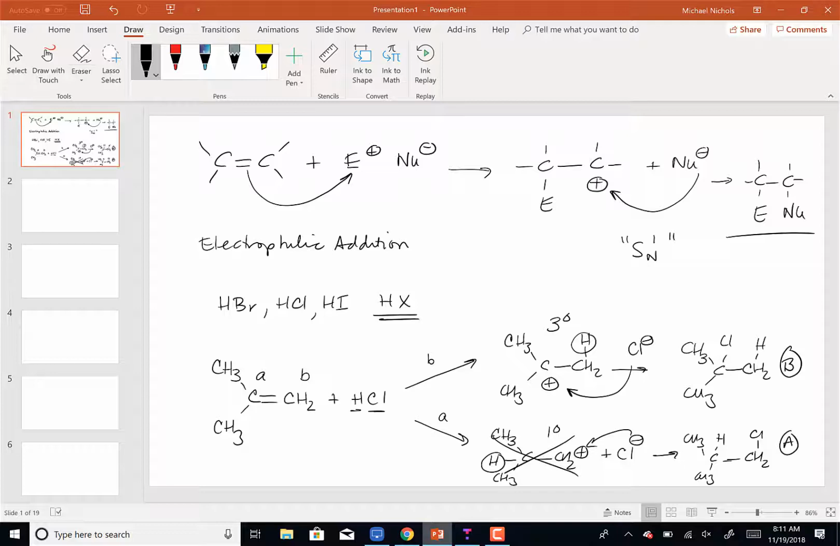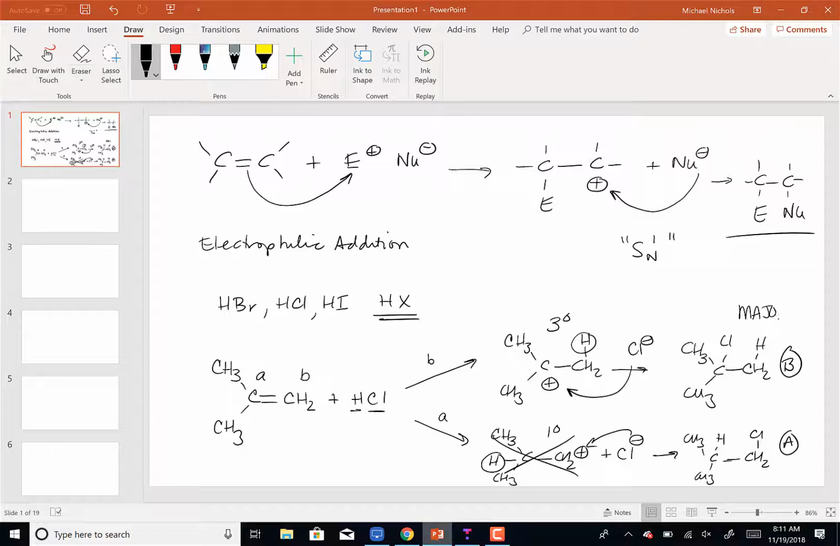So this is when you have an asymmetrical alkene, which produces two different kinds of carbocations, the major product of the reaction is going to be the one that goes through the most stable carbocation. In this case, tertiary beating primary, but everything beats primary. So B would be the major product of the reaction.